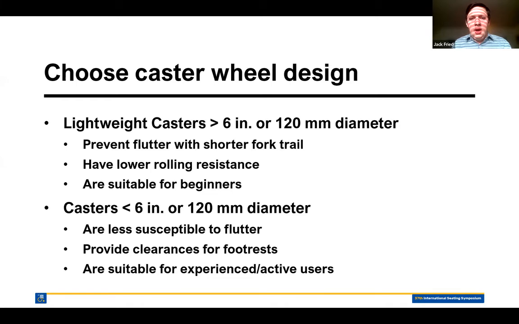If you go to the next, lightweight casters that are greater than 6 inches or 120 millimeters prevent flutter, which is the oscillation of the caster when it's interacting with the surface, with a shorter fork trail. These casters have lower rolling resistance, which, if you went to Dr. Ott's presentation, you would certainly have a lot of info on that now. And these are very suitable for beginners. Otherwise, casters that are less than 6 inches or 120 millimeters in diameter are less susceptible to that flutter. They provide really good clearance for footrests, and they're very suitable for experienced and active users.